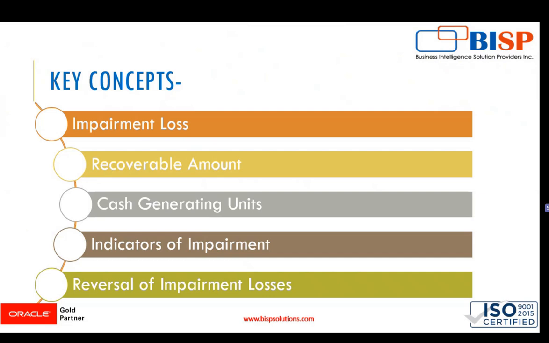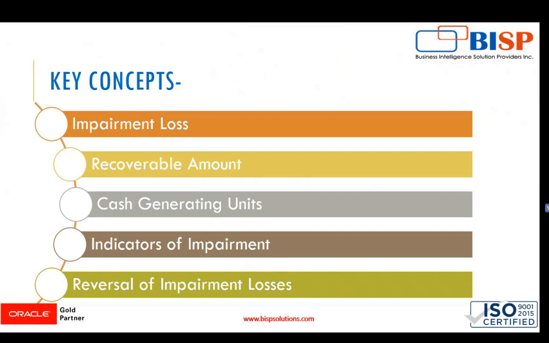Then comes our cash generating units, then indicators of impairment, where events or conditions signal a possible decrease in an asset's value. This can be internal, for example damage, poor performance, or repairs needed, or external, for example market declines or new regulations. These are indicators of impairment, which show us that our asset is now in an impairment stage.